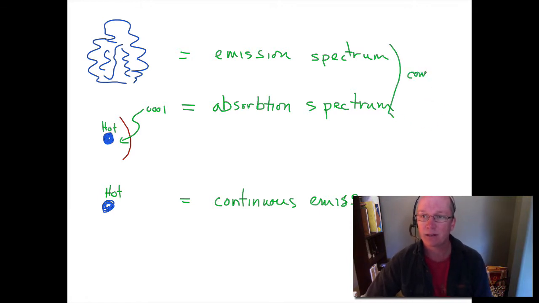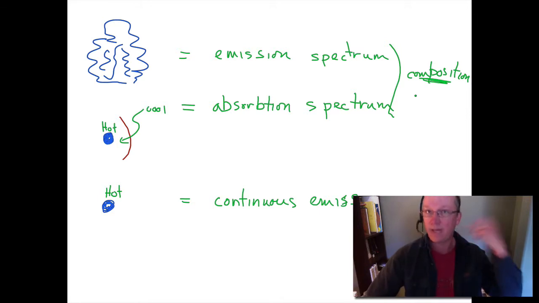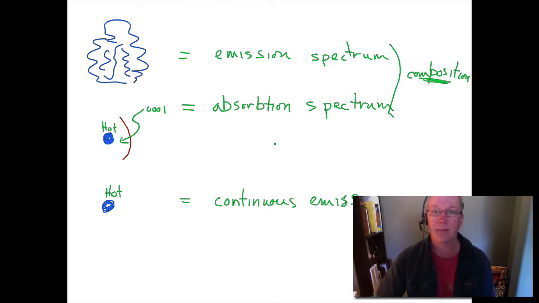tell us composition, because the composition is determined by the atomic materials that are in the object, and those atomic materials have specific fingerprints because of the electron structure of the atom. So the composition we can get from the emission and absorption spectrum. From the continuous emission we can get temperature.